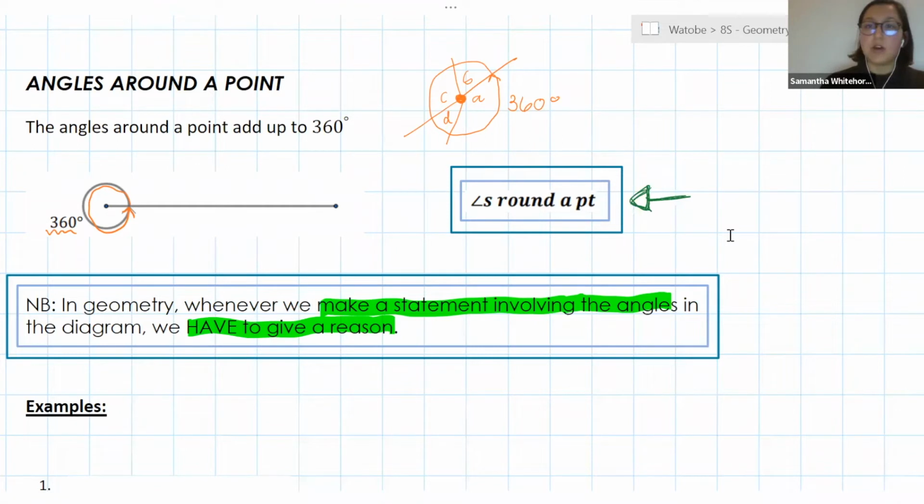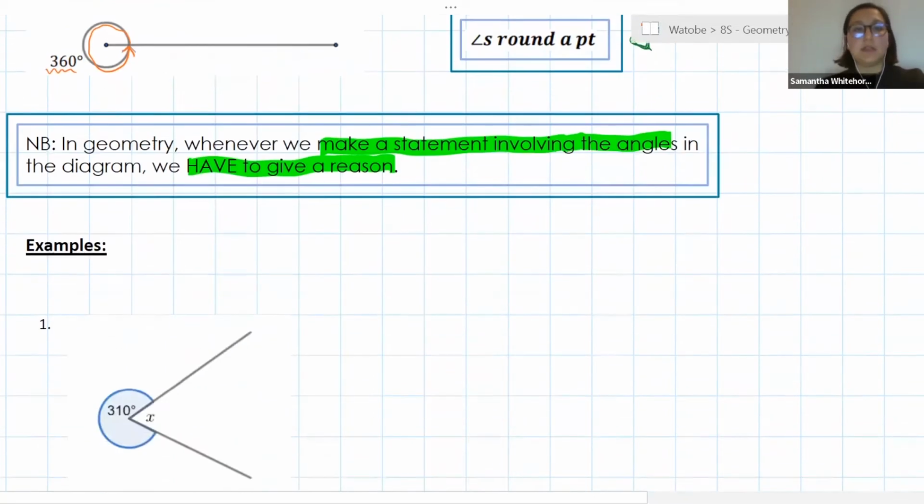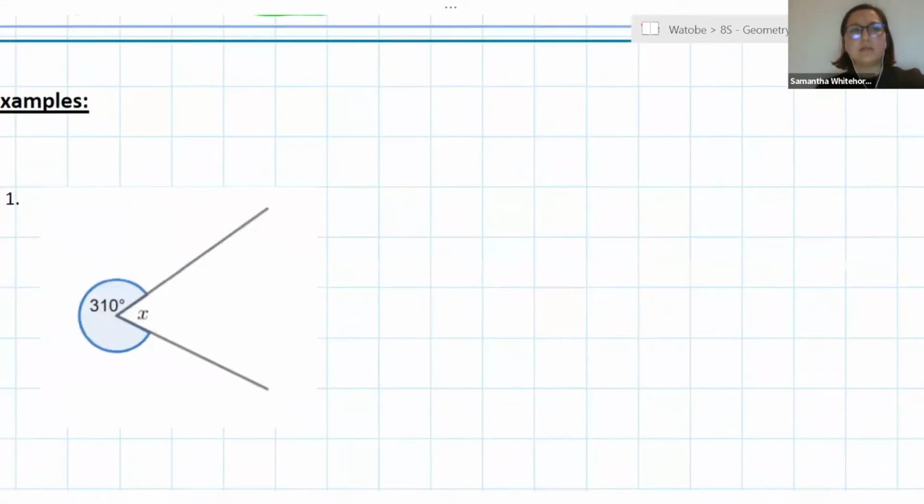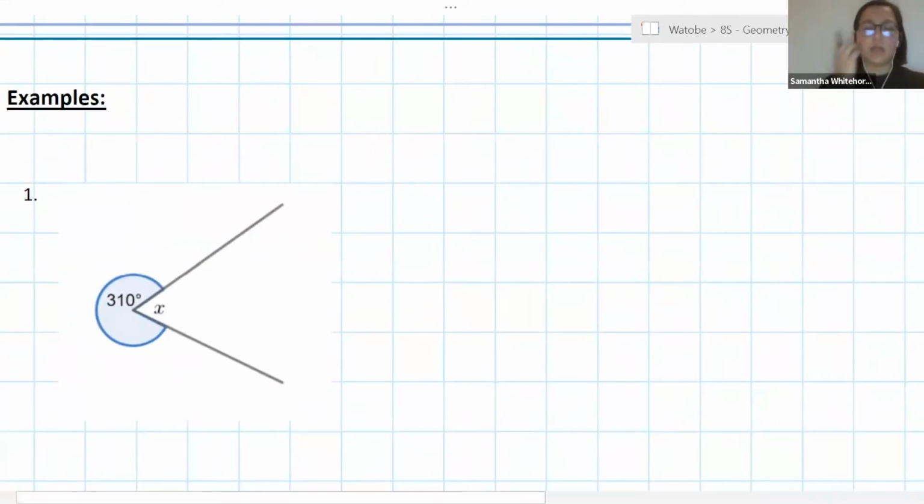If I'm going to work with angles around a point or angles in a circle, my reason has to be angles around a point. And you'll see how we set this up in a second. Okay, so let's have a look at some examples. We're going to start off quite easy, and we'll get to the more complex ones.